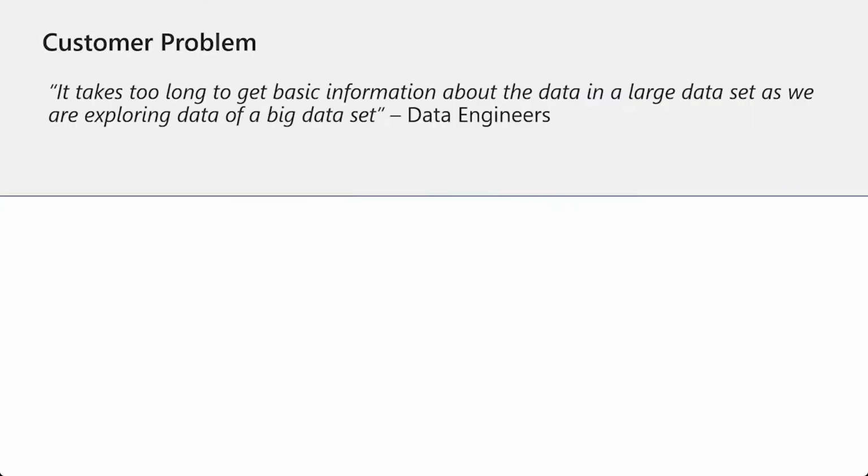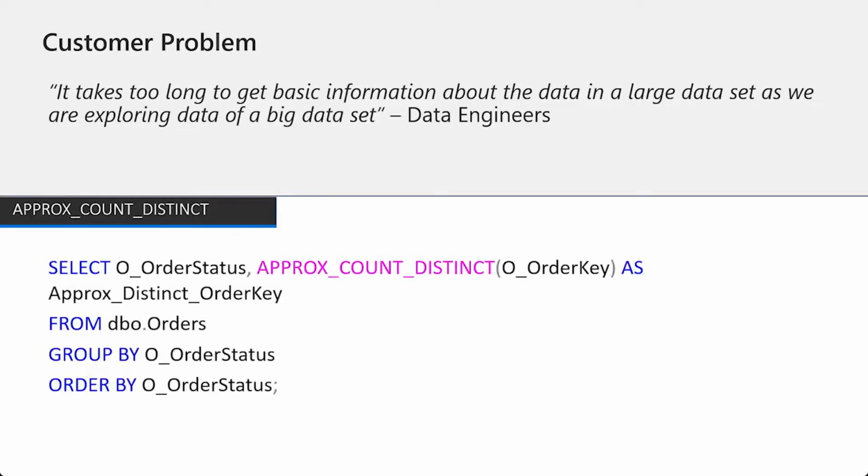It takes too long to get basic information about the data in a large data set as we're exploring data of a big data set. Approximate execution using HyperLogLog accuracy in this case, to reduce query latency in exchange for a small reduction in accuracy, is the helping hand here. The trade-off works well in situations where data engineers are just looking to get a feel for the data.